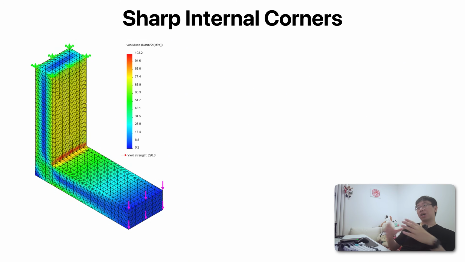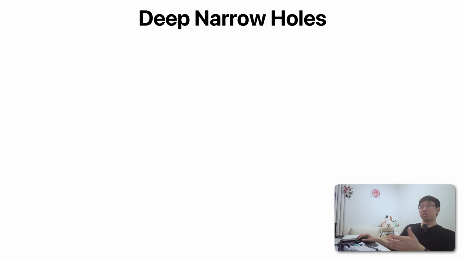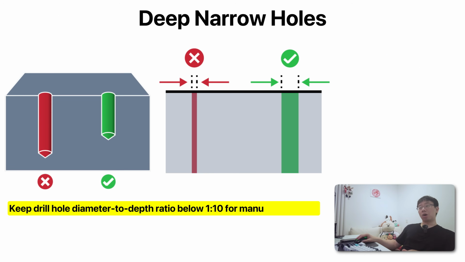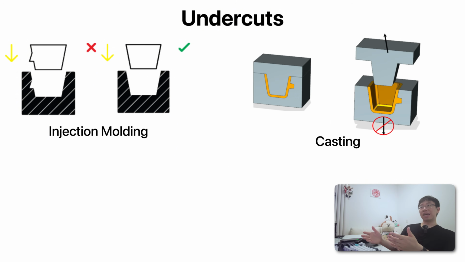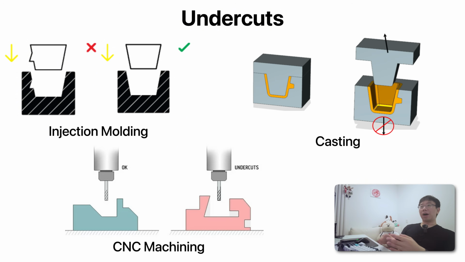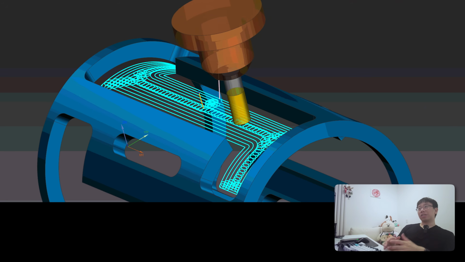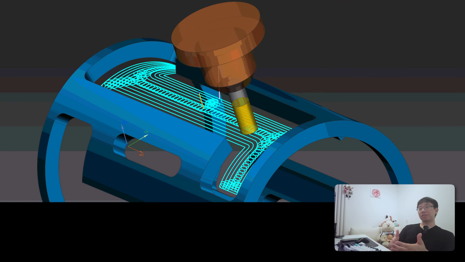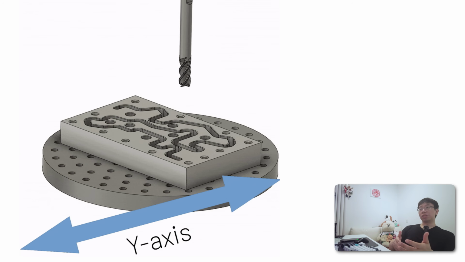Common offenders include sharp internal corners, which concentrate stress and are difficult to manufacture because most tools, like end mills, are round. Then there's deep, narrow holes that are very hard to drill, cause chatter, and can lead to tool breakage. Undercuts in injection molding, casting, and even CNC machining require special setups and tools like side actions and T-cutters. Then there's impossible tool paths for CNC machining due to very tight spaces or steep walls in designs.